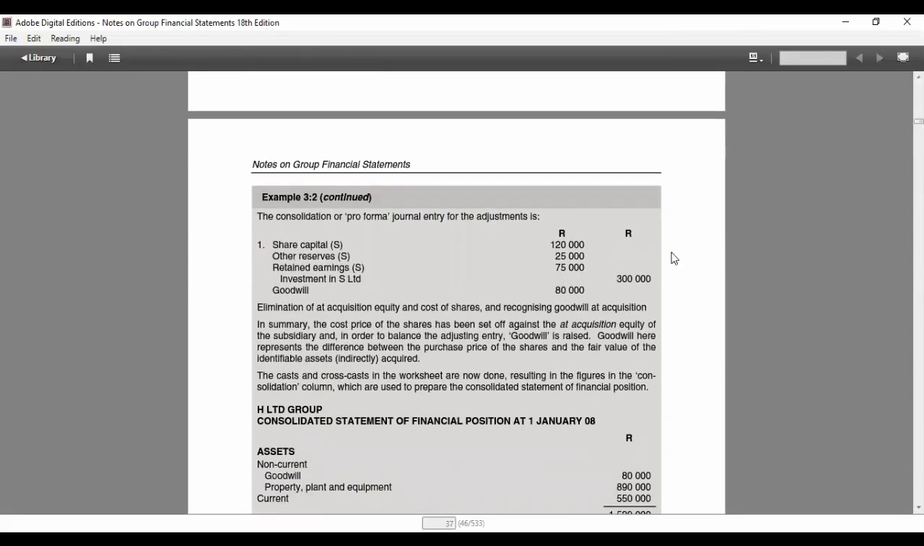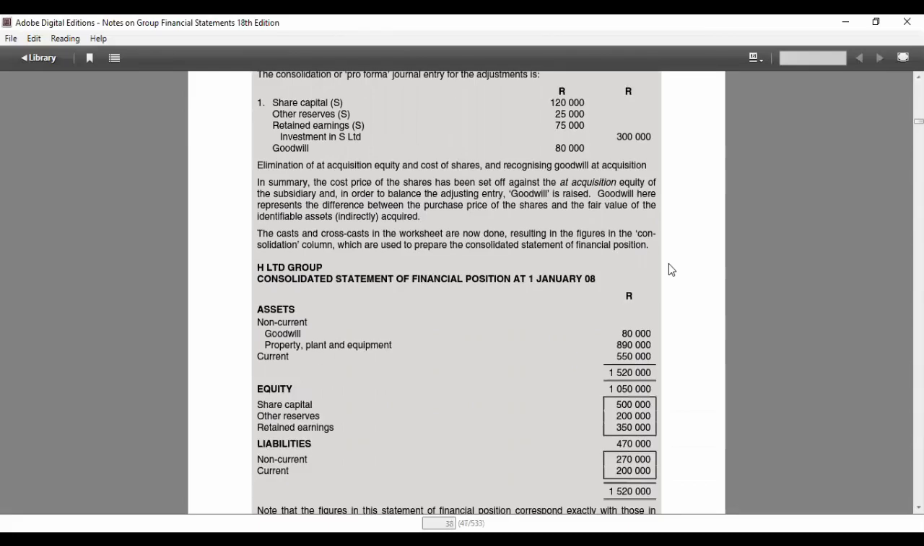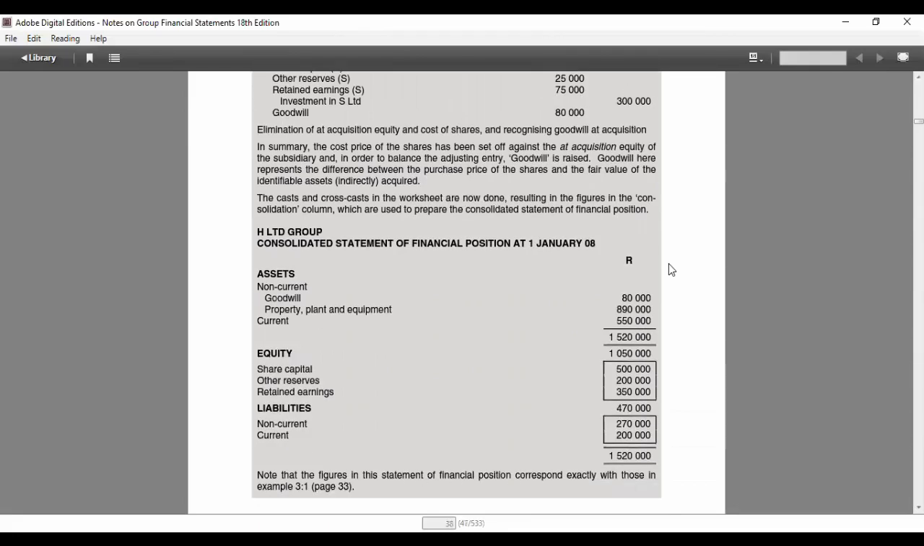Okay, so we can see our pro forma journal entry over here. And then we can see our final consolidated financial statements. Note, if you have a look at these figures and you have a look at the figures when we purchased the actual assets physically and took over the liabilities physically and closed off S, you can see that you're getting the same result. And that's why we perform these consolidations.